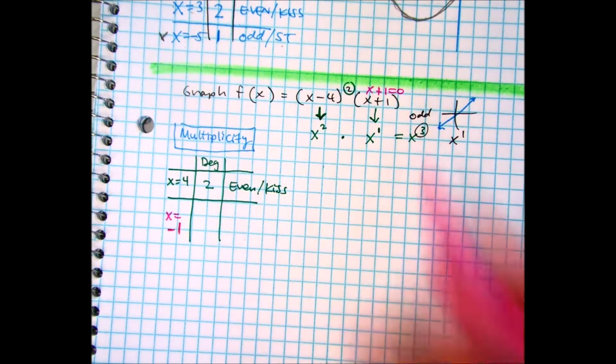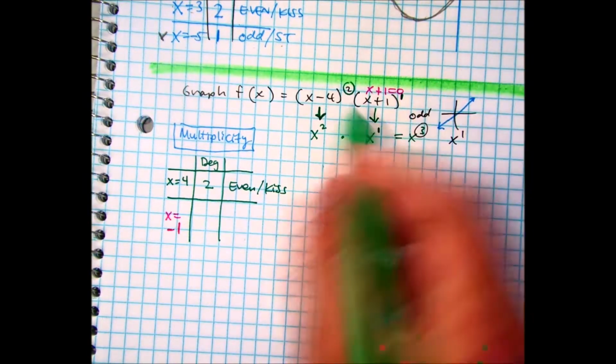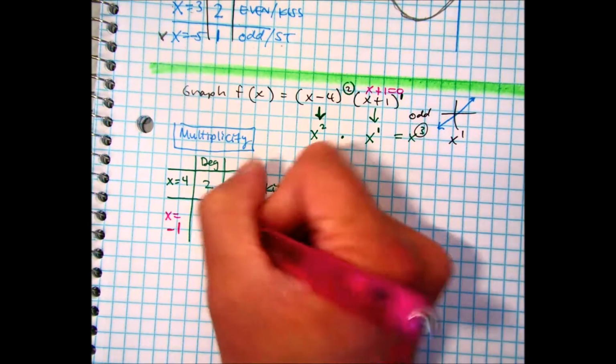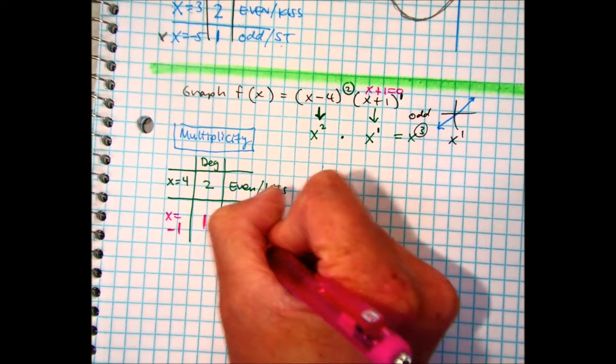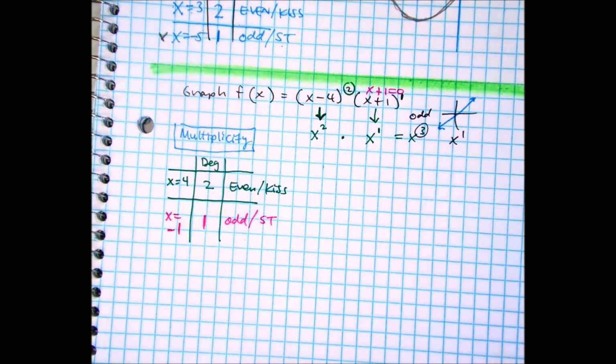What's our degree there? 1. So there's nothing there, so it is a 1. Odd or even? Kiss or shoot through? Let's draw a graph.